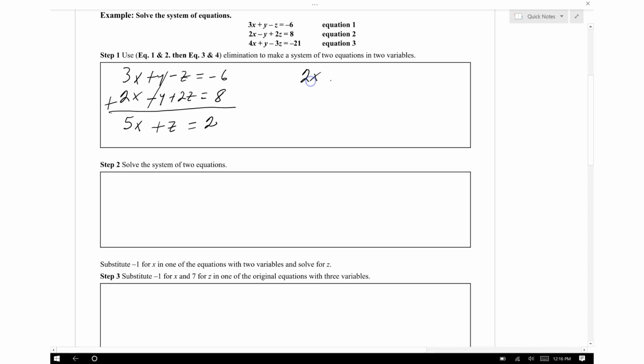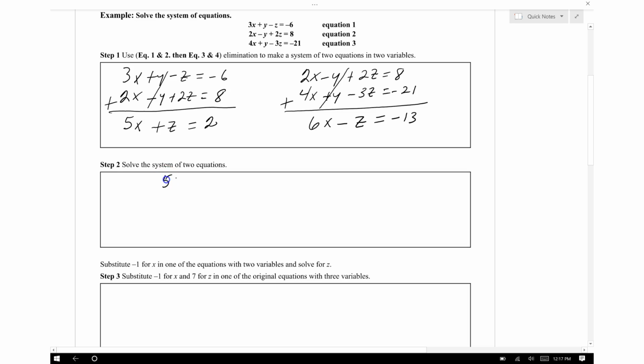Now we're going to go ahead and add equation 2 and equation 3. So we have 2x minus y plus 2z equals 8. And we have 4x plus y minus 3z equals negative 21. So we're going to add: 2x plus 4x gives us 6x. And negative y plus y cancels. And we're left with negative z equals negative 13.